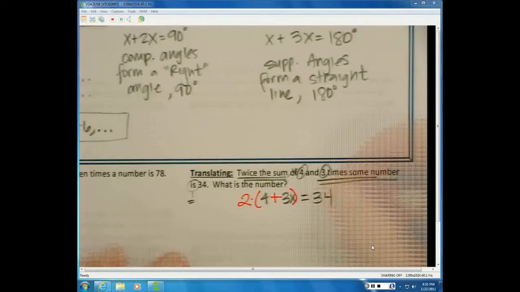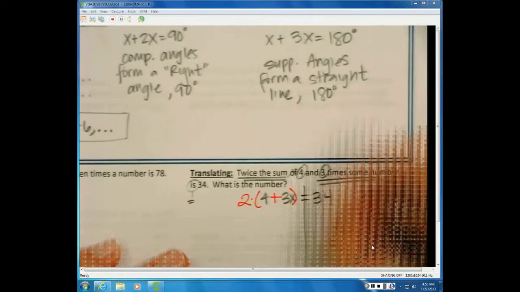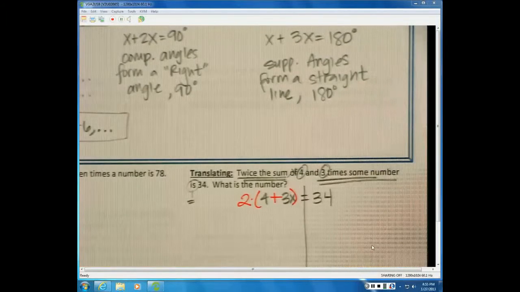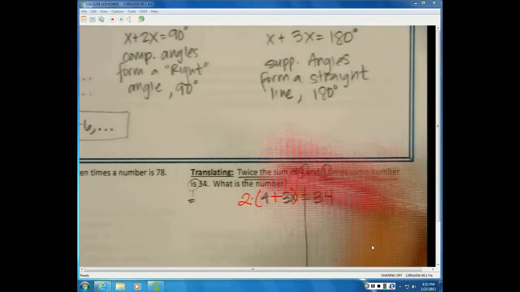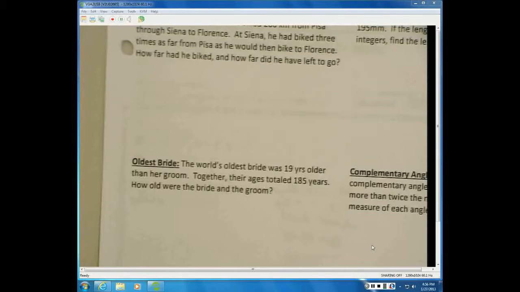Okay, I'm not going to solve it. I want you to solve this one. And bring me the answer. We're going to check it next time we meet. Go ahead and flip the paper over. We're going to do bicycling.